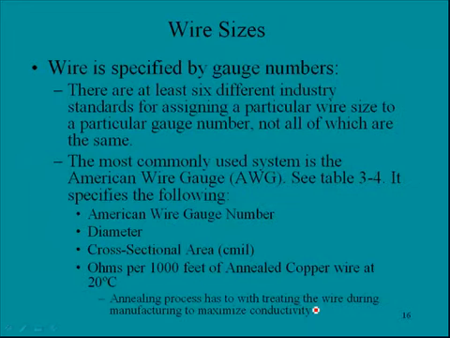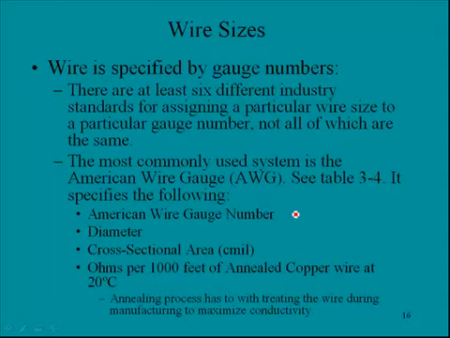Wire is specified by gauge numbers. There are at least 6 different industry standards for assigning a particular wire size to a particular gauge number, not all of which are the same. Now, the most commonly used system is the American Wire Gauge, AWG. And we have a table 3-4 in your text that shows the American Wire Gauge table.